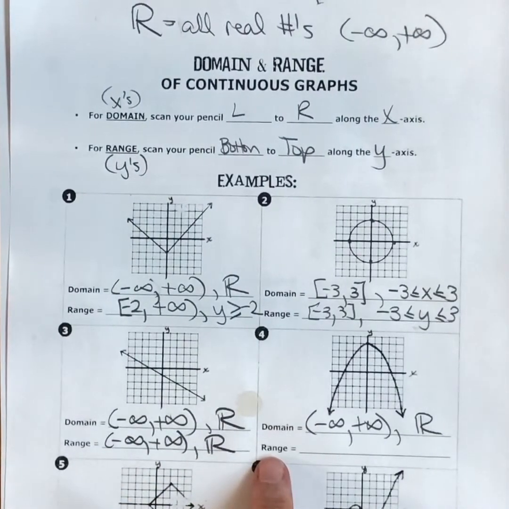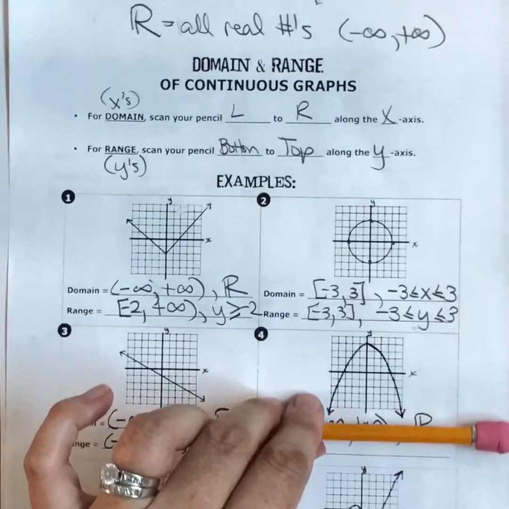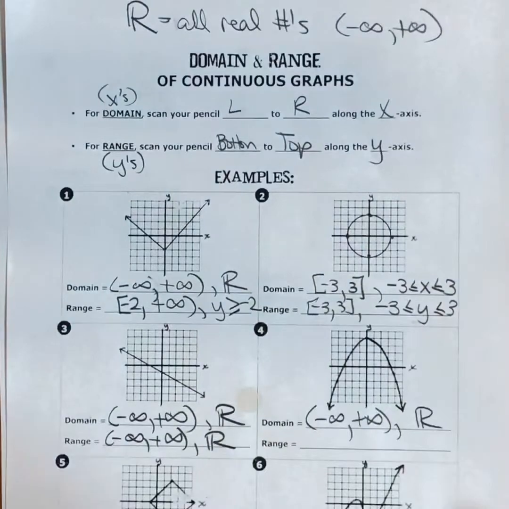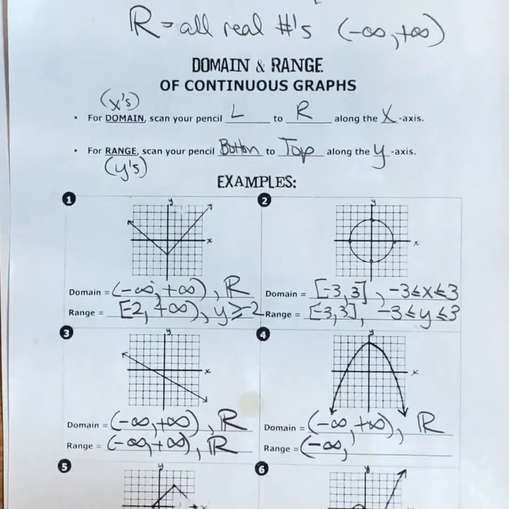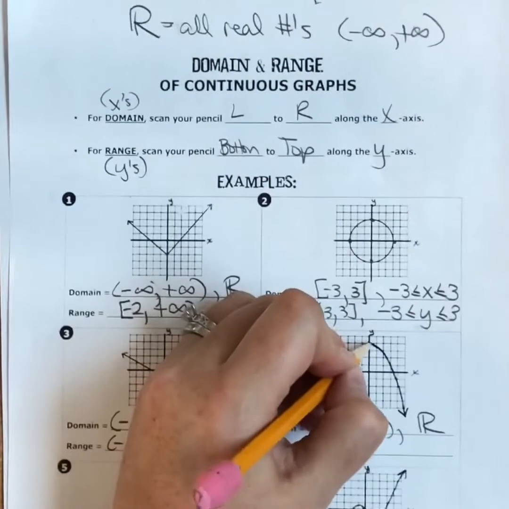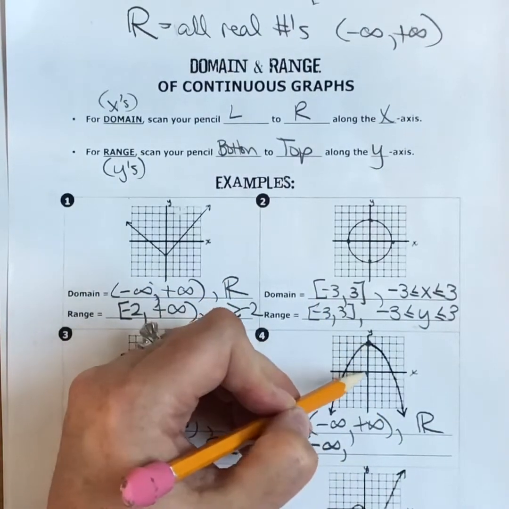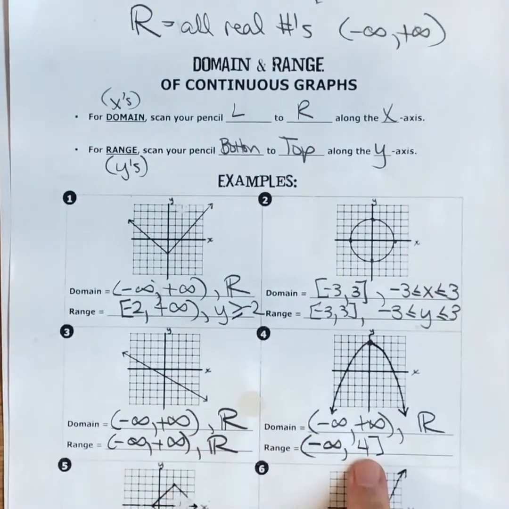So the range, we're going to go from the bottom to the top, and if you notice the bottom, I hit the arrows. Well, if the arrows are pointing down, that means the y is going to continue to decrease to negative infinity forever. And on the top, I hit this maximum point, and we only care about the y, which is 4. And we're going to use the square bracket because it's a solid point.